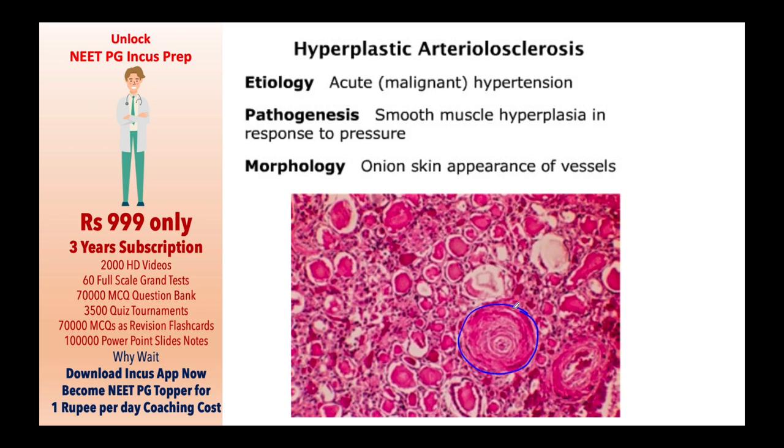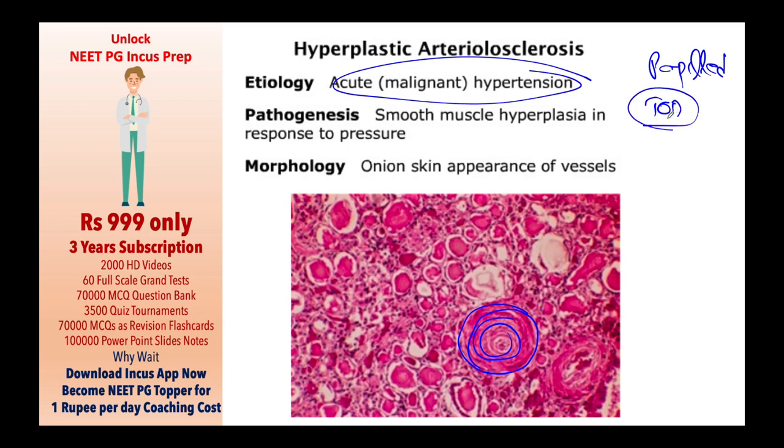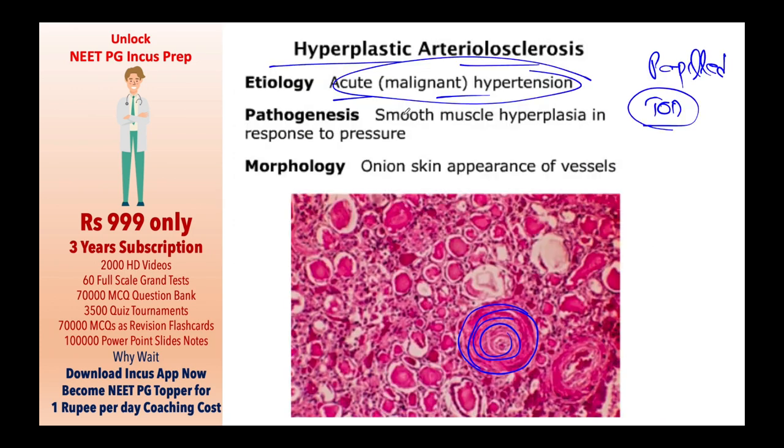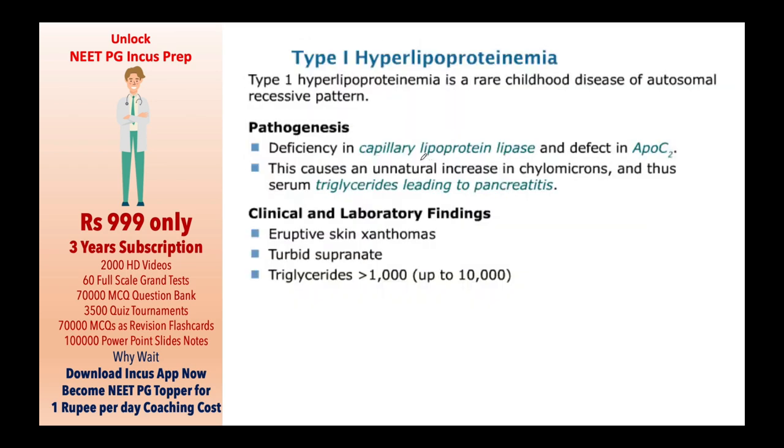Then you can see onions, hyperplastic arteriosclerosis. It is also called malignant, typically seen in acute malignant hypertension. Malignant hypertension means either you have papilledema or target organ damage like stroke, etc. So hyperplastic arteriosclerosis is a feature of acute malignant hypertension, whereas hyaline is more chronic, right? Here there is a smooth muscle hyperplasia in response to very high pressure, and that gives the onion skin appearance of the vessels, is what you need to remember.